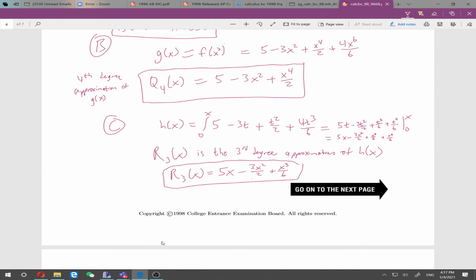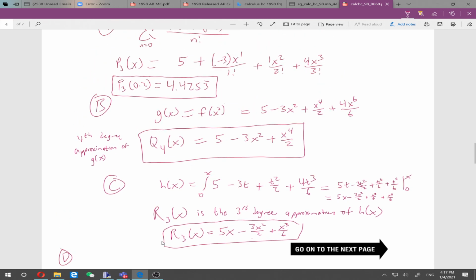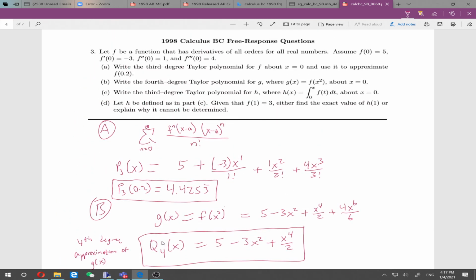All right, last one. H is the same as part C, given that f at 1 is 3. Find the exact value of h of 1 or explain why it cannot be determined.